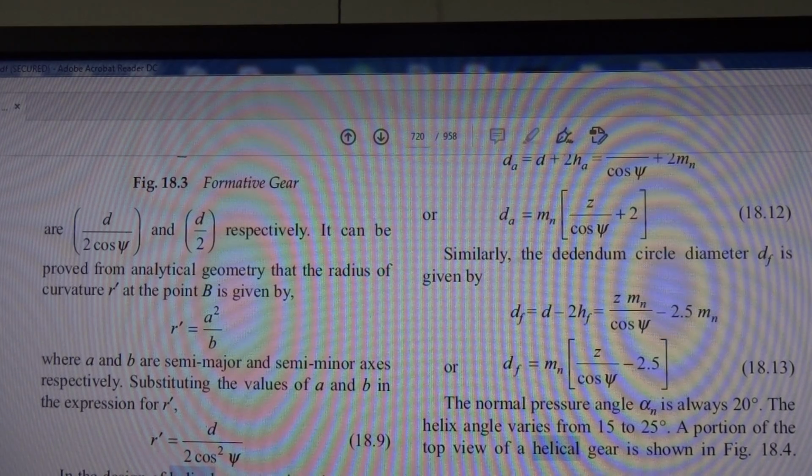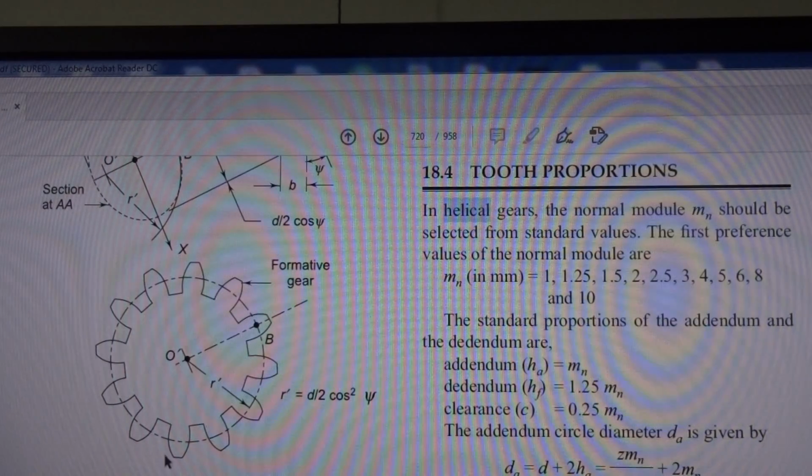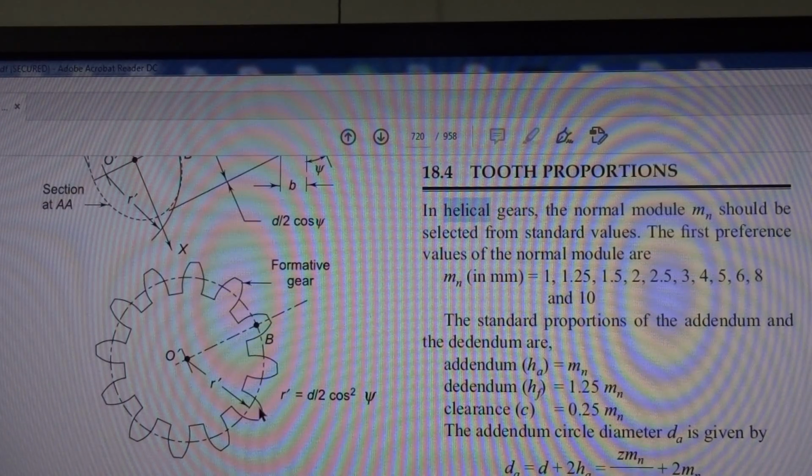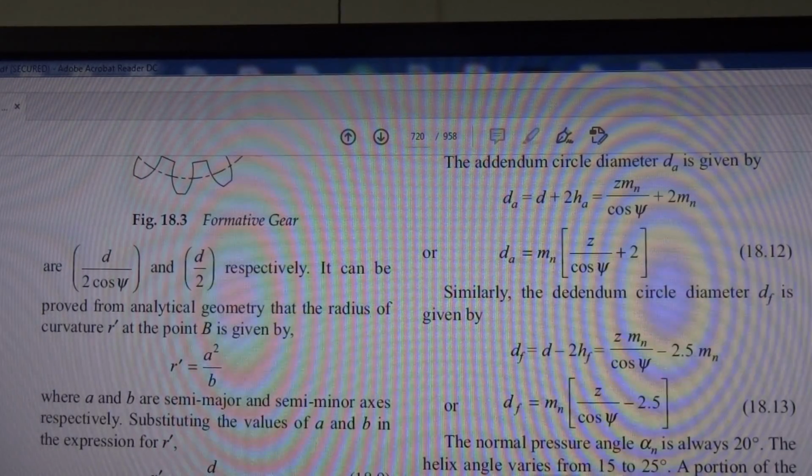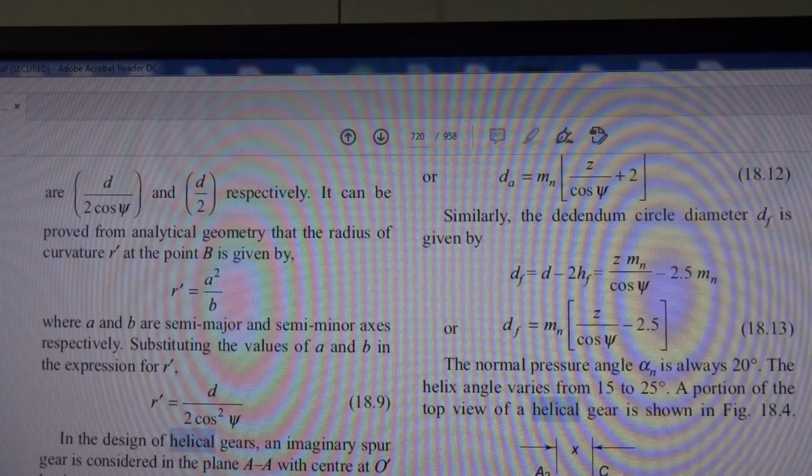In the design of the helical gear, an imaginary spur gear is considered in the plane AA, with center at O dash, having the pitch circle radius of r dash and module mn. Now it behaves as a spur gear of radius r dash and module mn. The pitch circle diameter d dash of the virtual gear is d dash equal to 2 r dash, equal to d upon cos squared psi.